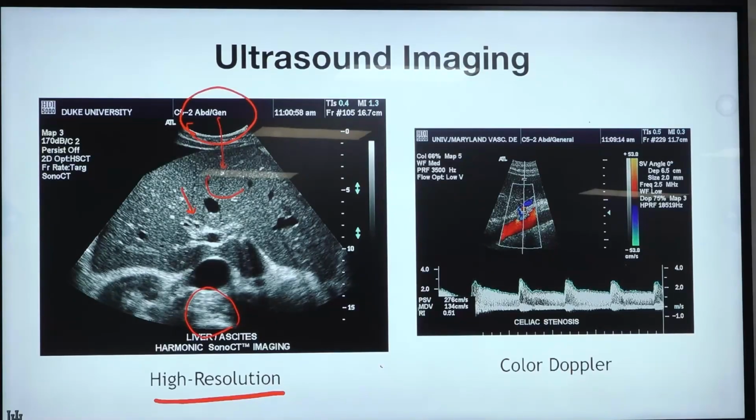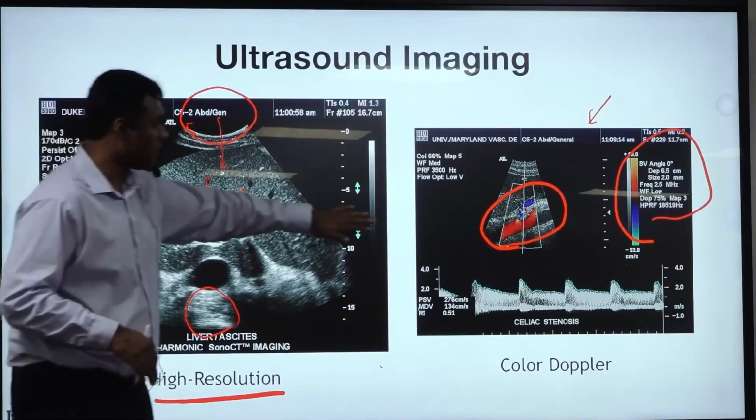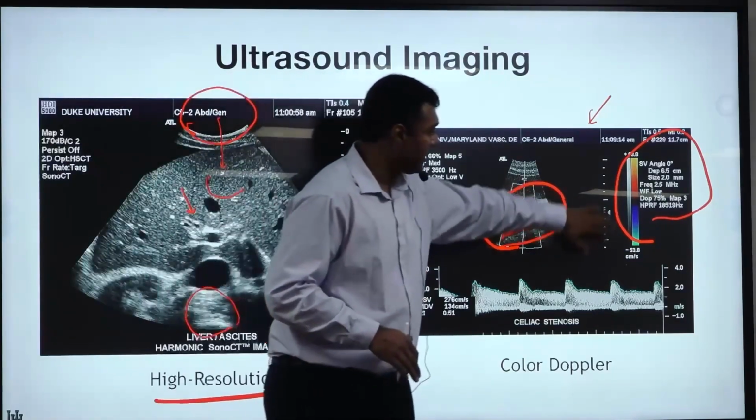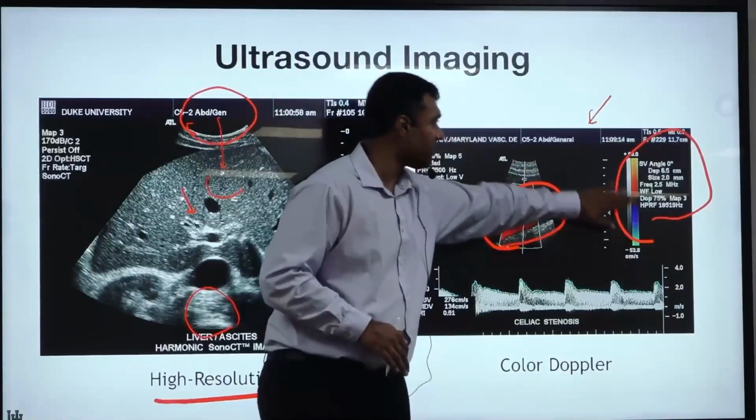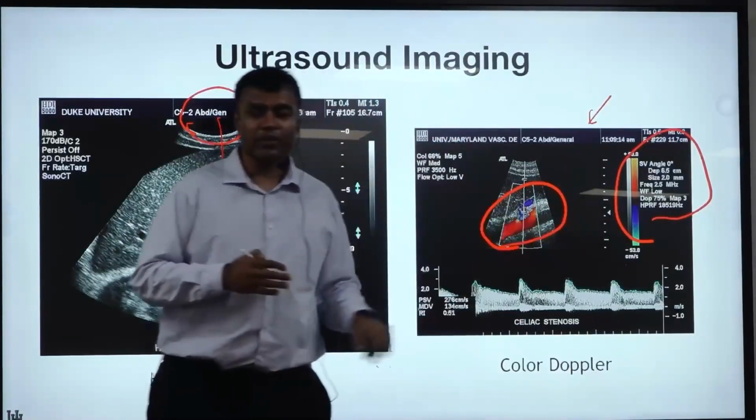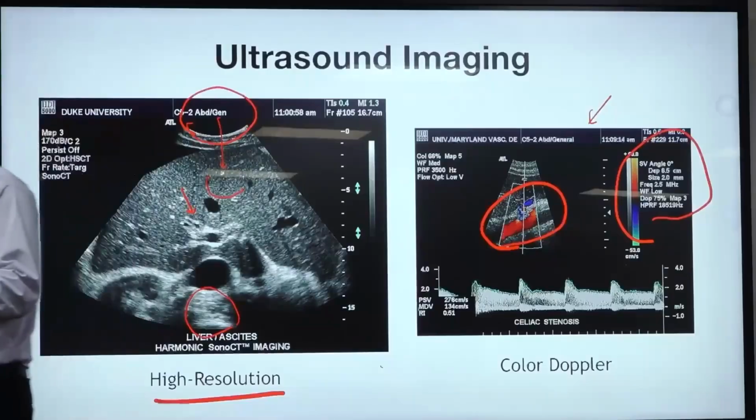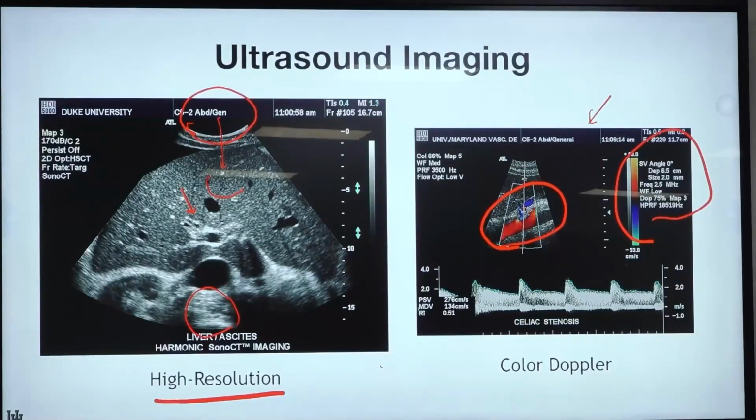And on the right side is another image. These colors over here use what's called Doppler. They use the Doppler effect to figure out the distribution of blood. It's color coded to tell you the speed, in centimeters per second, of blood flow in different directions. And so you can get maps of the flow of blood as well with this approach.